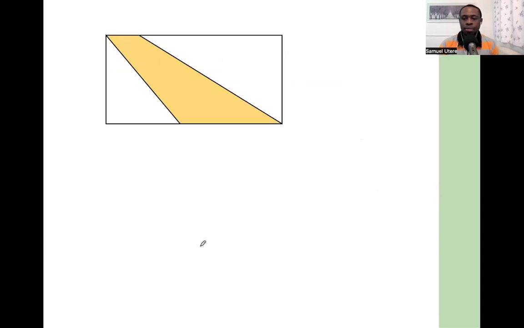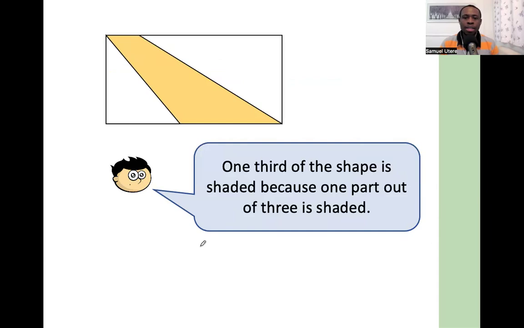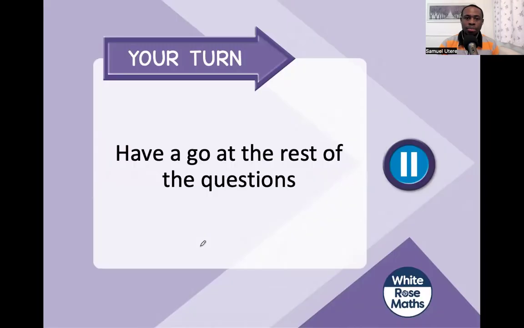What about this one? This young man thinks that 1/3 of the shape is shaded because 1 part out of 3 is shaded. Have a think. Do you agree? Of course not. For us to agree, all parts have to be equal, but we can see that the parts are not equal. In fact, just comparing A and C, you can see that C is bigger than A. We can only begin to represent fractions as parts of shapes when the parts are equal.